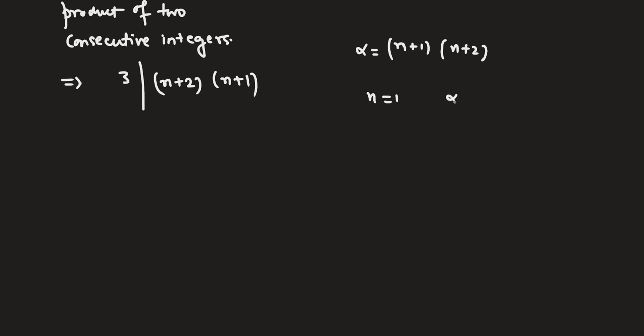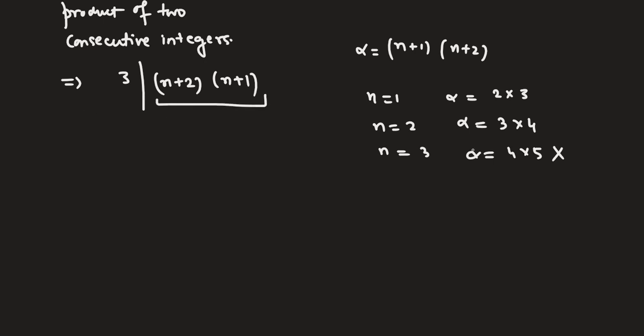When n is equal to 1, then alpha is equal to 1 plus 1, 2, and 1 plus 2, 3. Now if I choose n equal to 2, then alpha is equal to 2 plus 1, 3, and 2 plus 2, 4. Okay, now if I take n equal to 3, then alpha is equal to 3 plus 1, 4, multiplied by 3 plus 2, 5. So you notice that it is not divisible. So when n is 3 or a multiple of 3, this product is not divisible by 3.